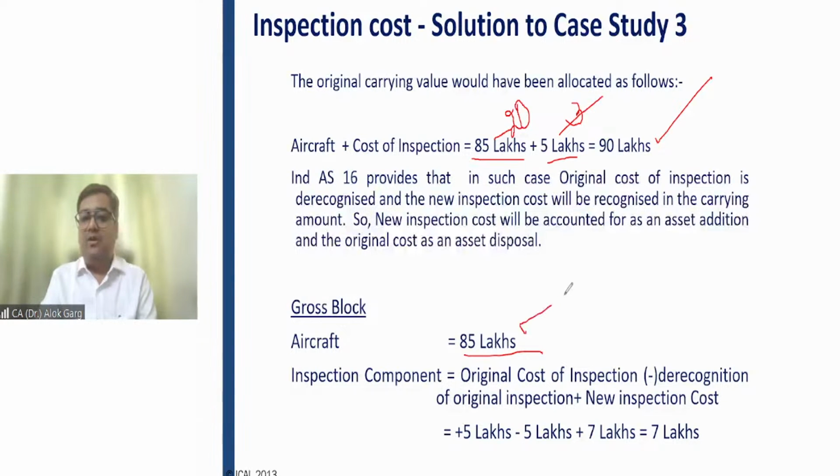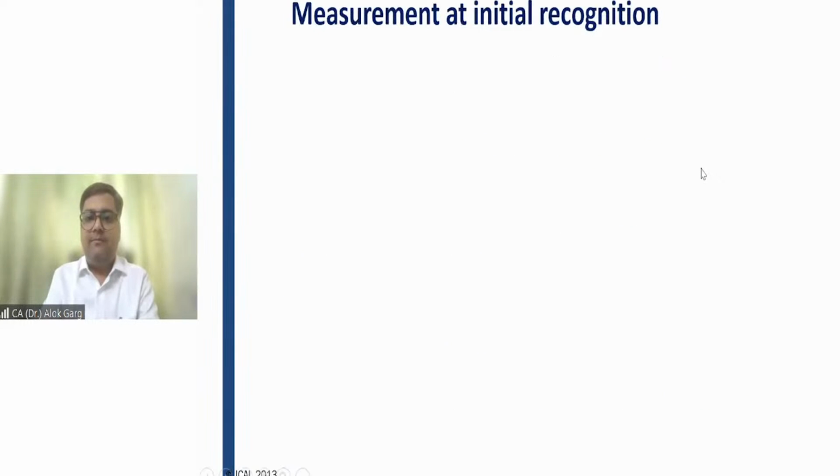And this is the revised gross block, 85 lakh for the aircraft, and the new inspection cost of 7 lakh. Total revised block is 92 lakh. This is how it is happening, right? I hope it is clear to all of you. Nisha, Pooja, Vijay, Rahul, Viraj, Vivek, is it clear? Shall I move forward?